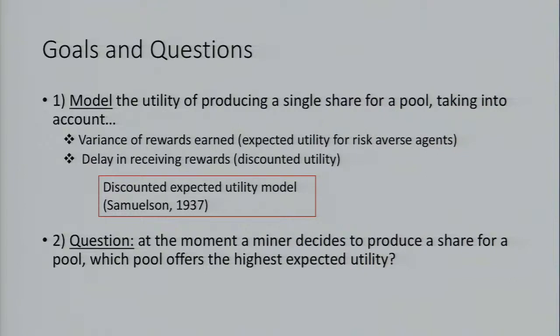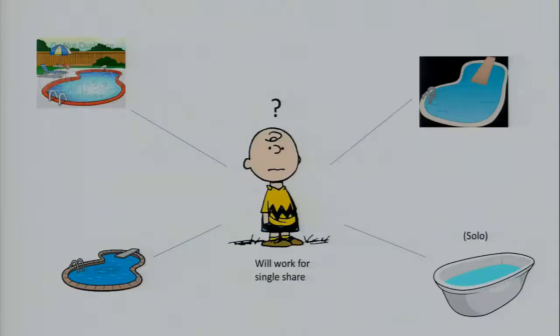So if you recall the sliding window pools, right? When you submit a share, you may be paid from future shares submitted to the pool, but this could take a long time. And so shares, incremental pieces of reward that you receive way in the future, have to be discounted for their present value. And the question is, at the moment a miner decides to produce a share for a pool, which pool will they submit it to, which will maximize the utility of that individual share?